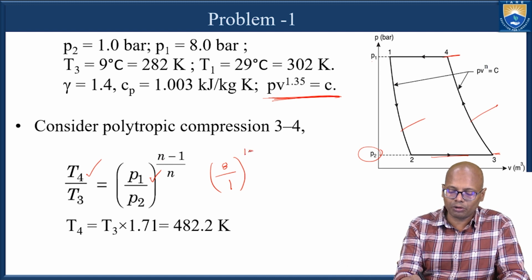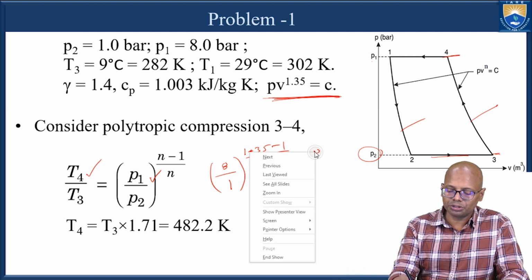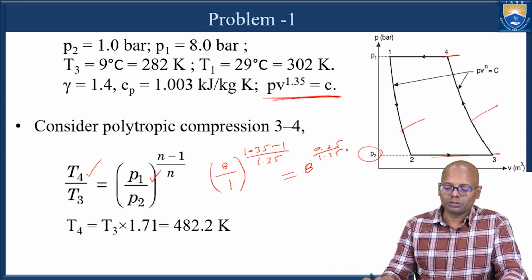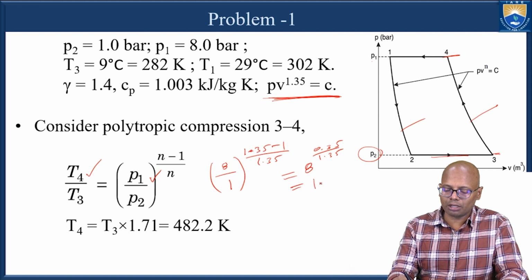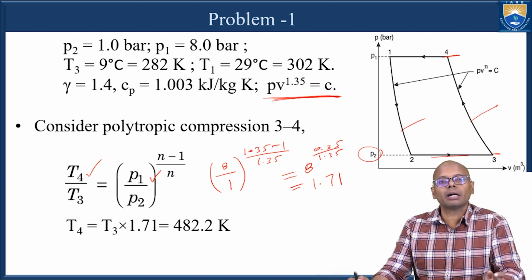n is (1.35 minus 1) by 1.35. So it is equal to 8 to the power of 0.35 divided by 1.35. If I simplify this, it will turn out to be 1.71. So this is the temperature ratio across the compressor.